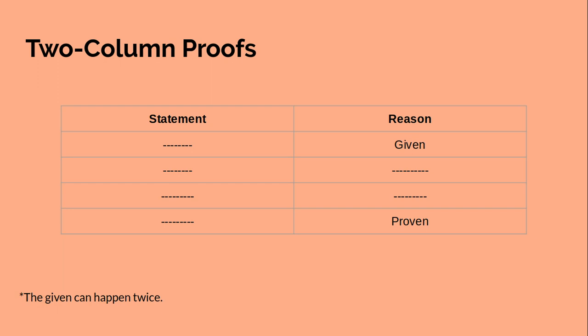Two-column proofs. Sometimes to show your work, you might need to do a kind of table like this. And the first thing that they'll tell you is, okay, here's a statement. Now prove that this is true.